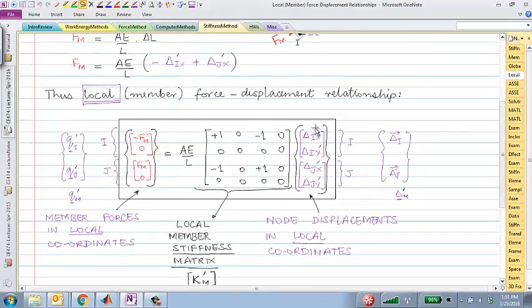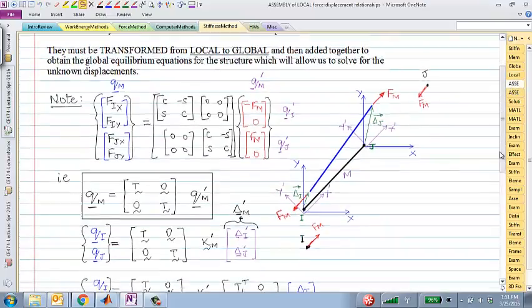So this relationship of QA1, QA2, and a 4 cross 4, which can be then subdivided into a 2 cross 2. Right, so this is what is K11, K12, K21, and K22. But this is the relationship in the local coordinate system. We want to do the same thing in the global coordinate system.